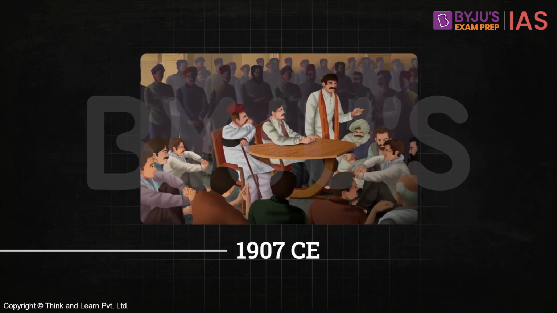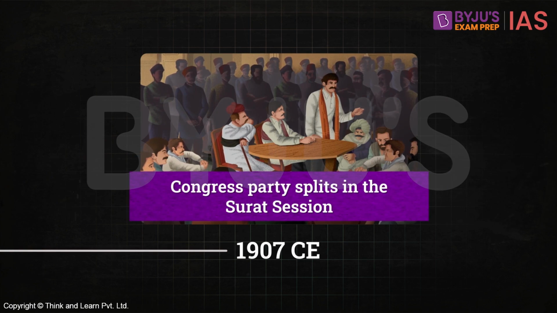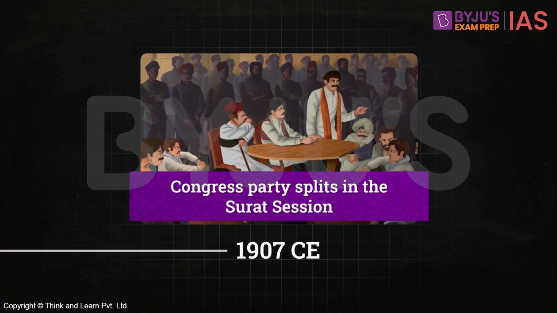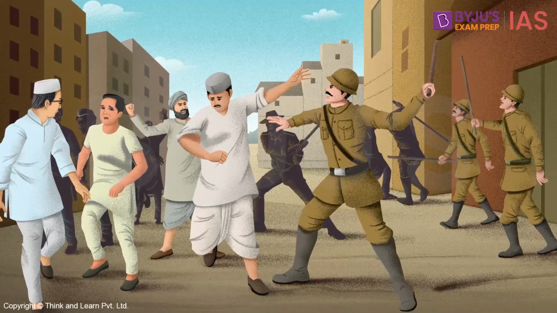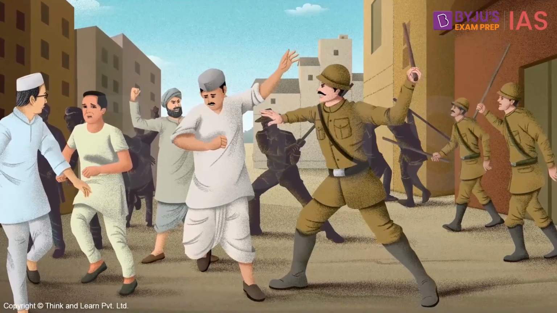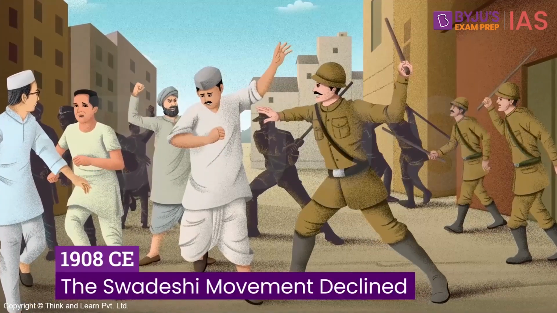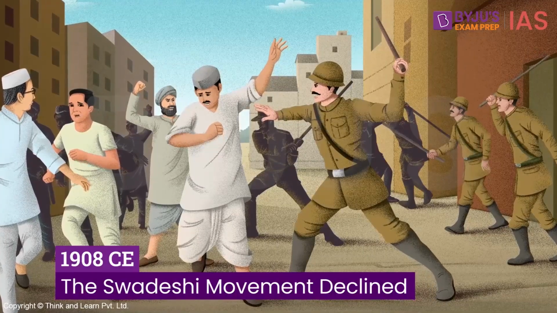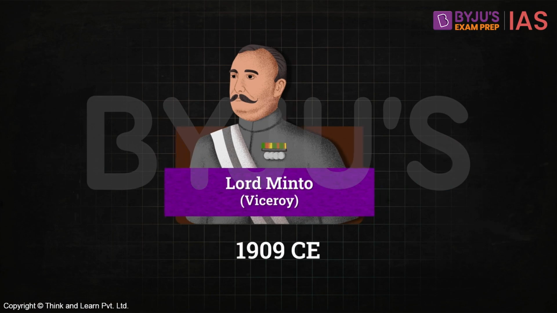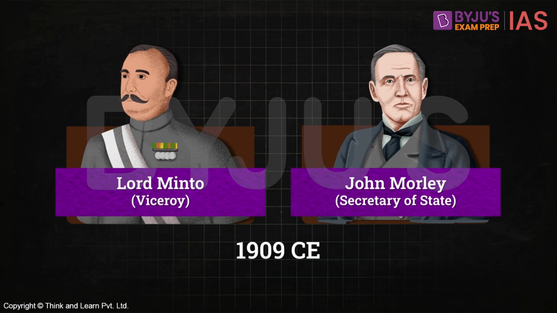By 1907, the moderate and the assertive nationalists argued about the direction of the nationalist movement and methods to be undertaken against the British. And this resulted in the split of Congress Party in the Surat session. The British responded to the Swadeshi movements and the split with lathi charges and detention, due to which the Swadeshi movement declined by 1908.